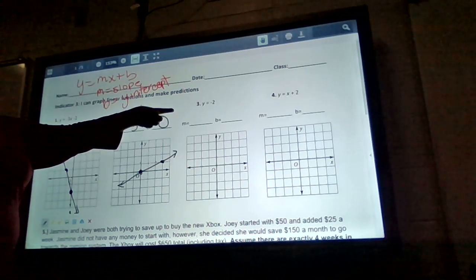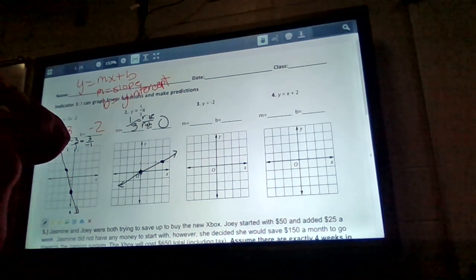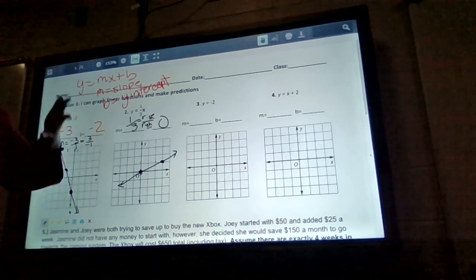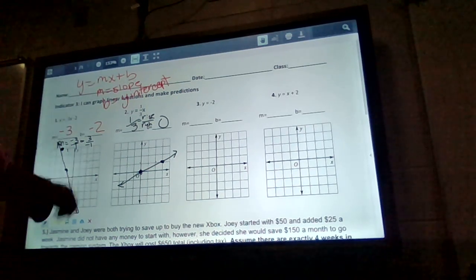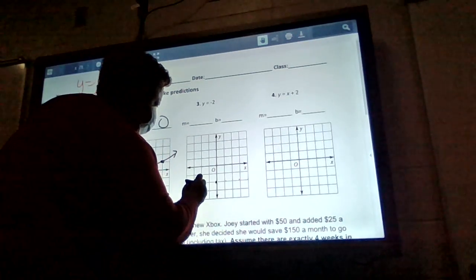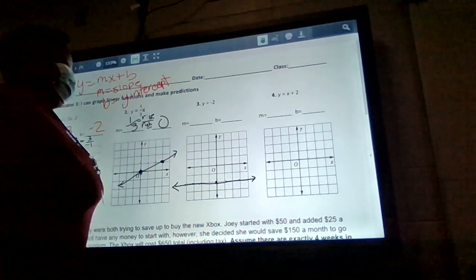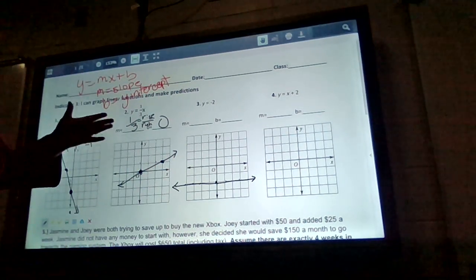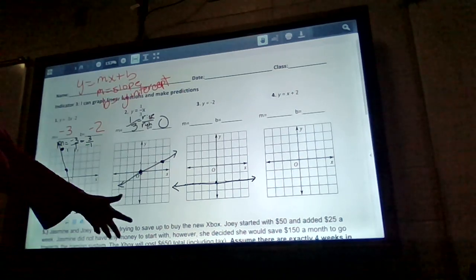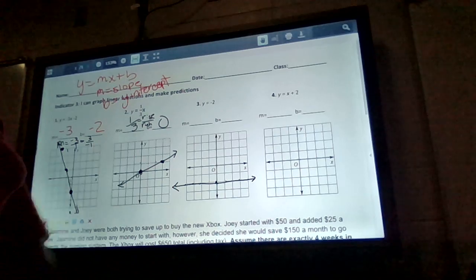This one looks weird. It's just y equals negative 2. When it's y equals something, think about it like this. y is always equal to a negative 2. It's a horizontal line. So no matter what x is equal to, y is always equal to a negative 2. If it's x equals, it's a vertical line. But that wouldn't be a function. And we're plotting functions, okay?